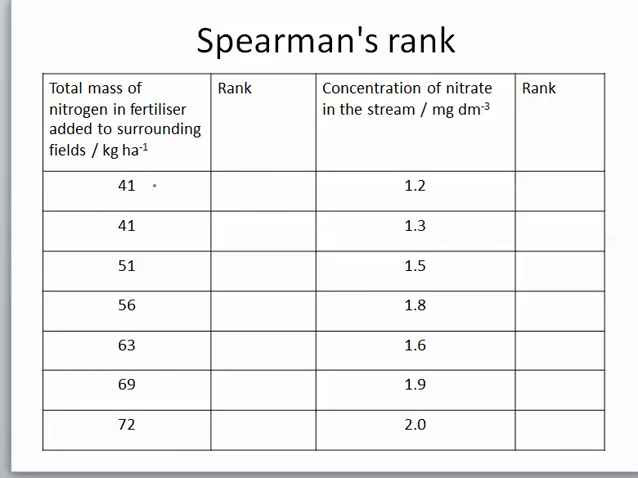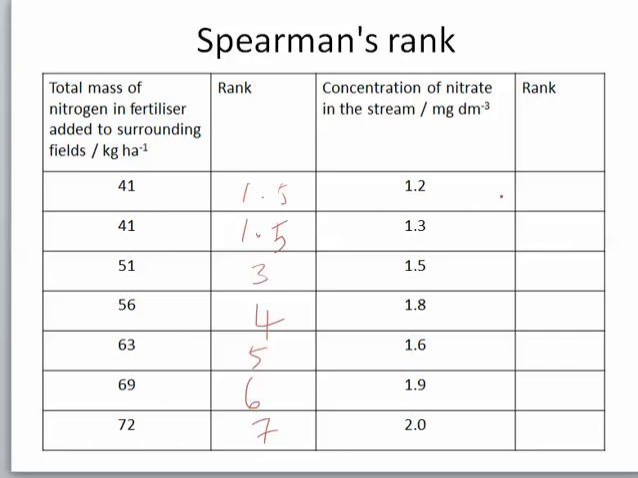So this is the lowest value, so it should be 1, but that number is also the same value, so these should be 1 and 2, and since they're the same, you just add 1 and 2 together and divide by 2, so each of them is 1.5, that's their rank. And then this one would become 3, because I've had values 1 and 2, this is value 4, this is value 5, this is value 6, and this is value 7, because each one is higher than the previous one apart from the first two.